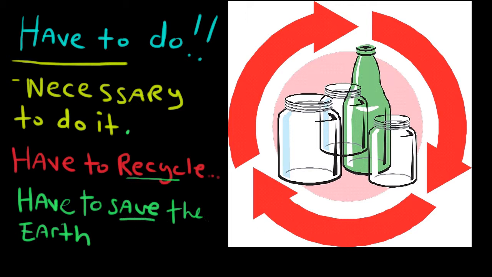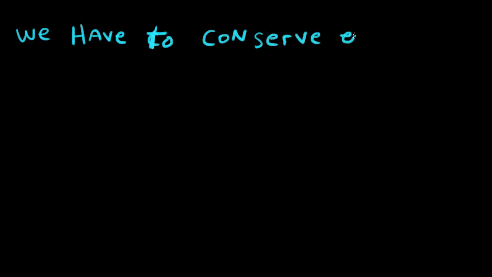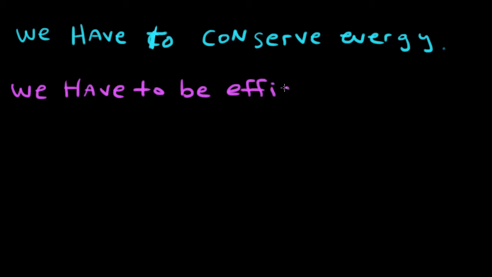Let's look at some examples of how we use have to. Can you think of some things that we have to do in order to save the earth? Let's see. For example, we have to conserve energy. We have to be efficient and not waste water. We have to be efficient with water.